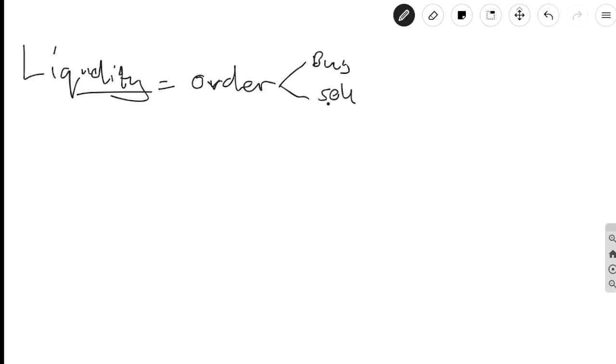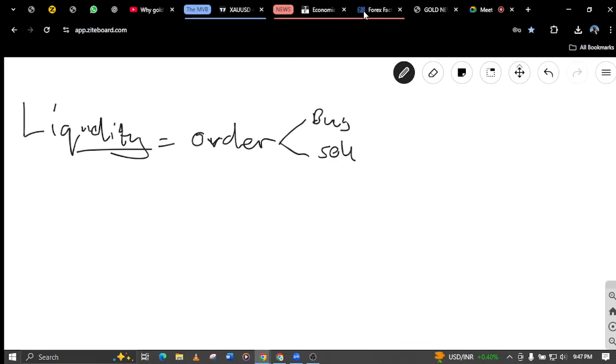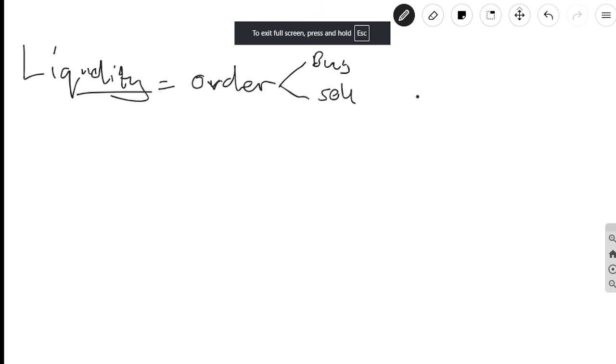Your screen is off. My screen is off. Okay, it's back on. You can see my screen, right? Yeah, I see it. Okay, it's back on.